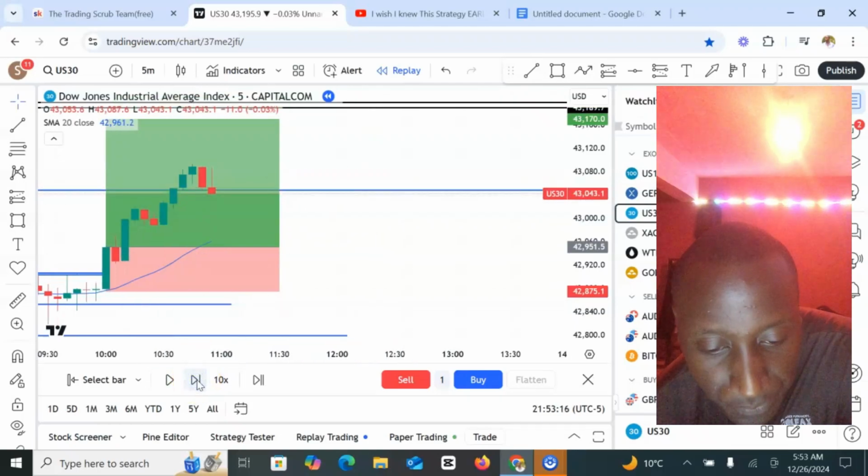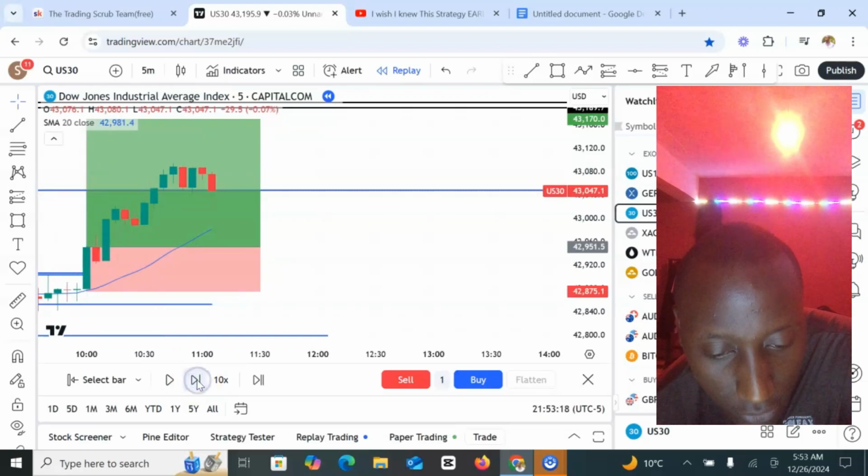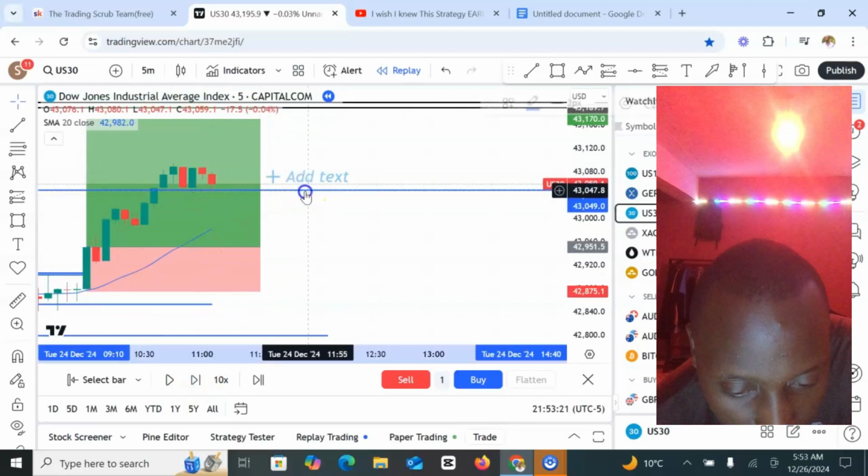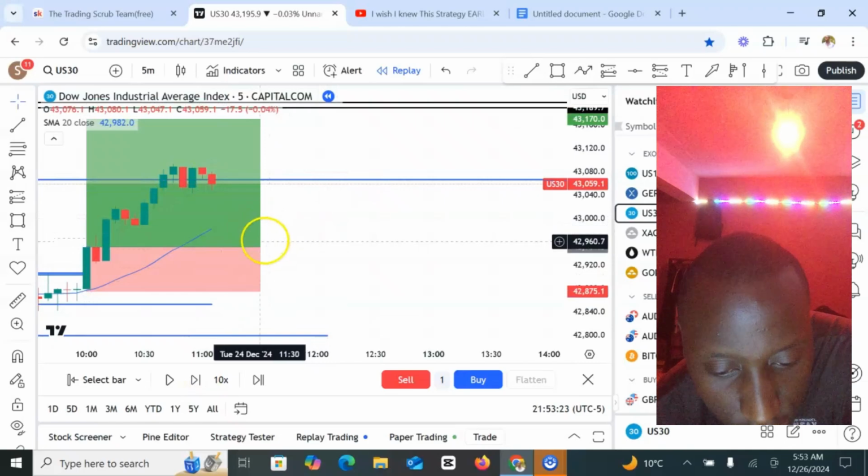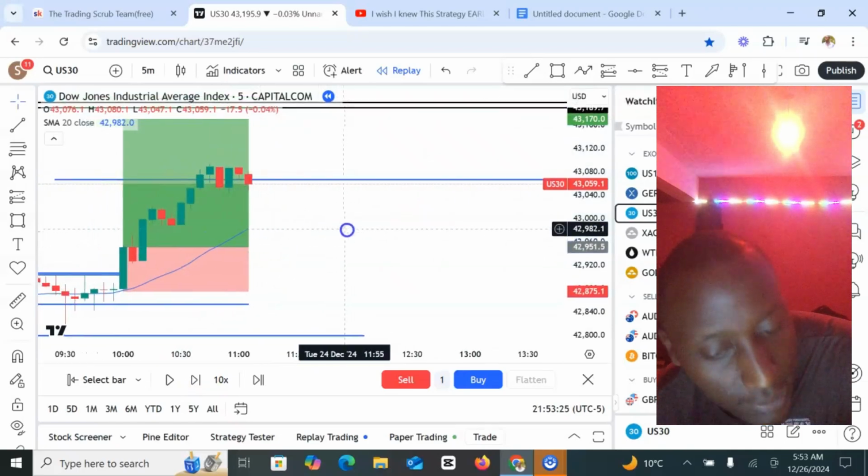Let's see what happens. Next candle goes up. Next candle, bearish candle. And then next candle breaks out. That is your exit. It's as simple as that.